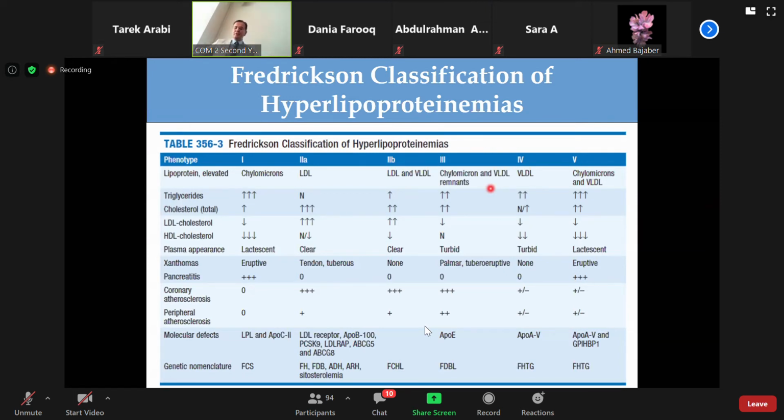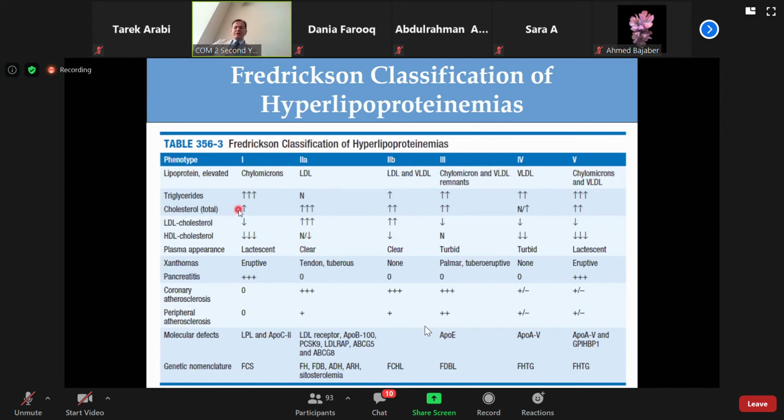So if you look into phenotype 1, in the lipoprotein elevated, that includes the chylomicrons in type 1, but also chylomicrons are increased in type 5. Look into triglycerides. Is it increased in all the phenotypes? No, it's only in type 1, type 5, and to some extent type 3 and 4. Why is that? From the name, chylomicrons, they're loaded with what? Triglycerides, right? As a result, we have high triglycerides in type 1 and type 5.